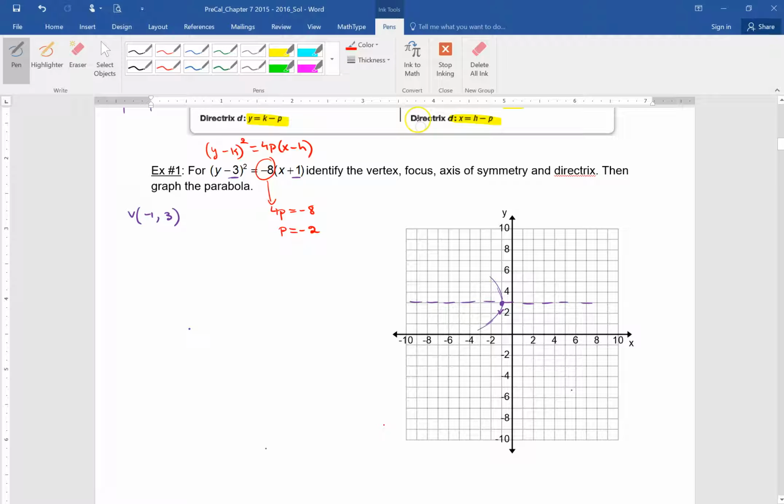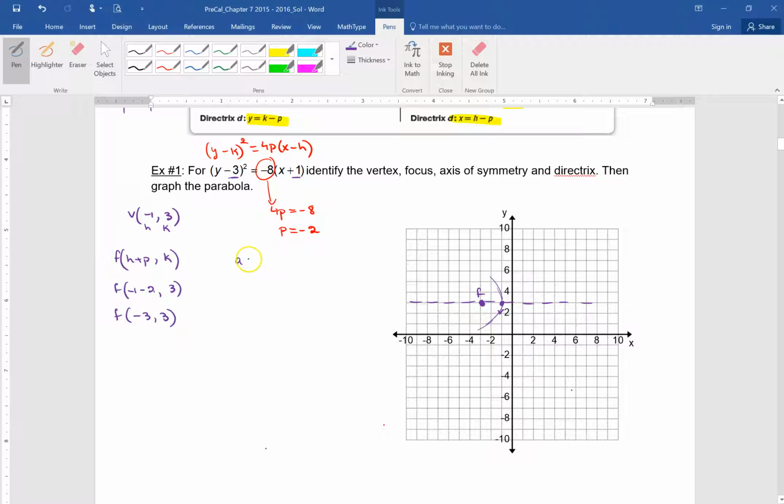So the way I do that is this. The focus, if this is h and k, it's going to be h plus p and k, because the y coordinate isn't going to change. So f is going to be -1 minus 2, comma 3. That means the focus is at -3, comma 3. So -3, comma 3, right there, that's the focus. Does that make sense that the focus is there? It does. Okay? Now, the axis of symmetry and the directrix.